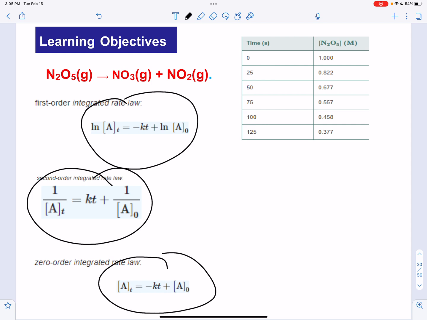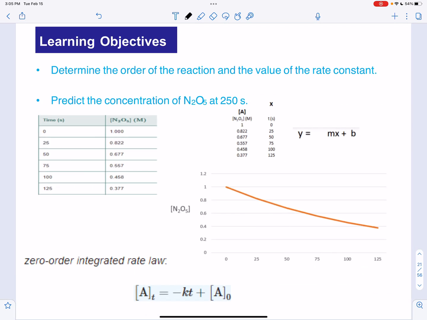And we did that by graphing y versus x, and whichever gave us the straight line, that was the order that we know. So this is first order, this is second order, and this is zero order. So that's how you use the integrated law.